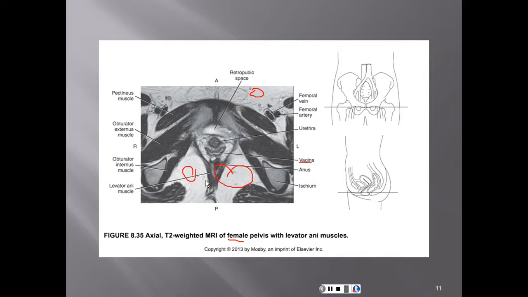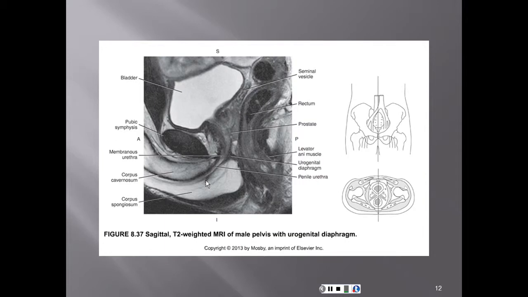This can be found on page 510. It's important that you understand the pelvic diaphragm muscles. This image, I believe, is on page 513. There's a sagittal T2 weighted MRI of a male pelvis with urogenital diaphragm.